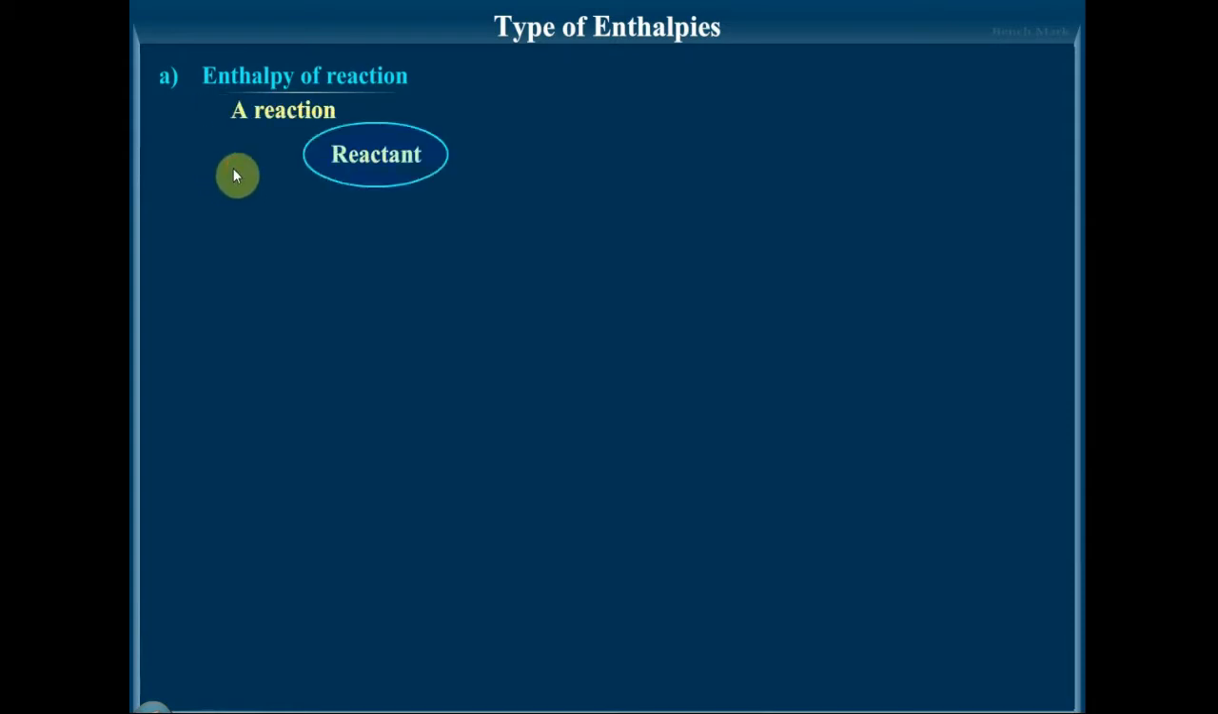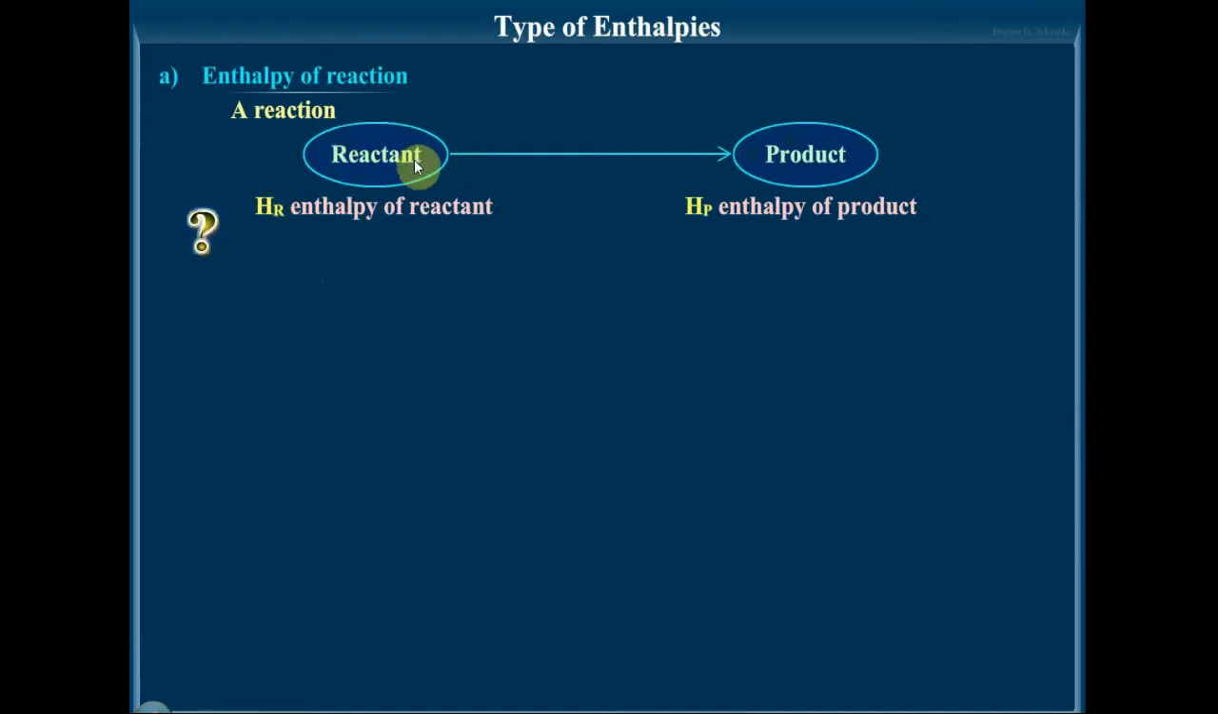So here you can see a reaction where the reactant is getting converted to products. The enthalpy of the reactant is represented as HR here, and the enthalpy of a product is written as HP. So the enthalpy change, that is delta H, is equal to the enthalpy of products minus enthalpy of reactants.